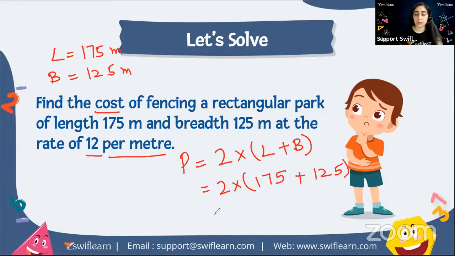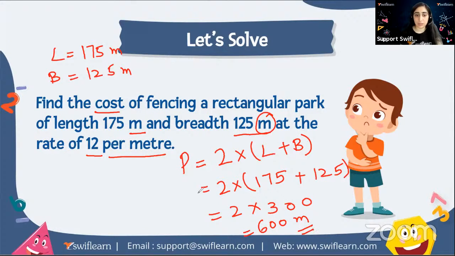125. So when I add this, 5 plus 5 is 10, 1 carry, 7 plus 2 is 9, plus 1 is 10, and 1 carry, that comes out to be 300. So 2 into 3 comes out to be 600 meters. Remember, this is in meters. So the perimeter will also be in meters.